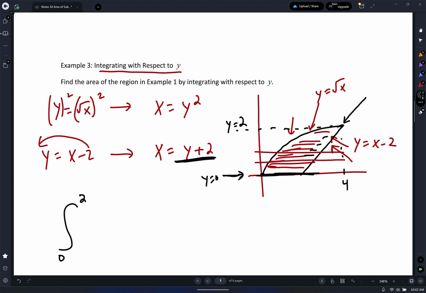No. Y plus 2. That's on top. Minus what's on bottom? The y squared. And then I close it with a dy. So these are all dy's. If you want to put a giant parenthesis like this, you can.